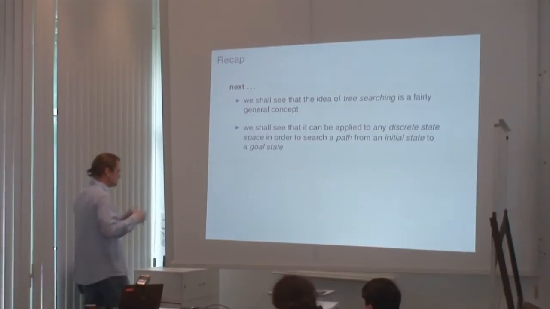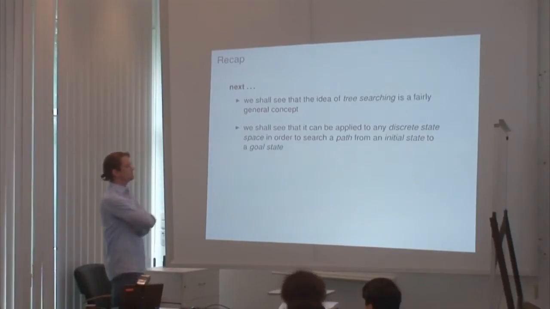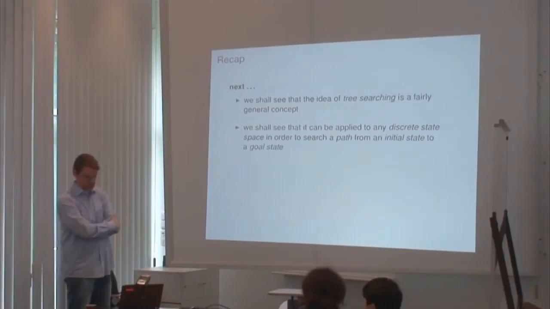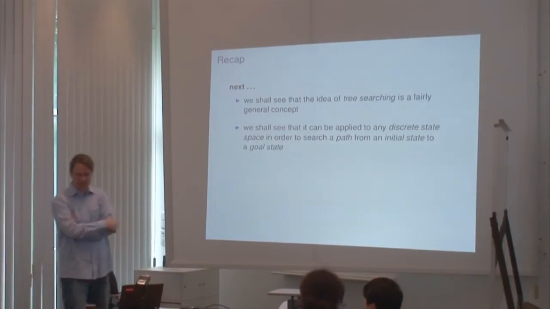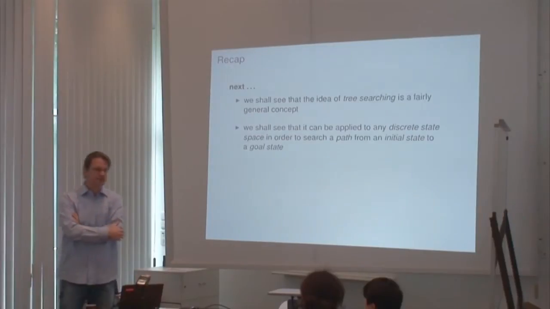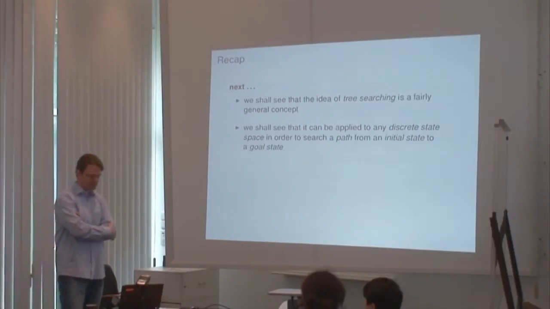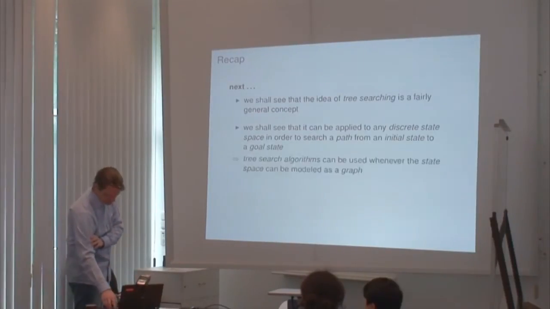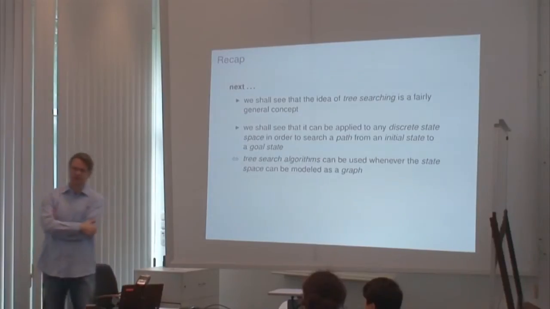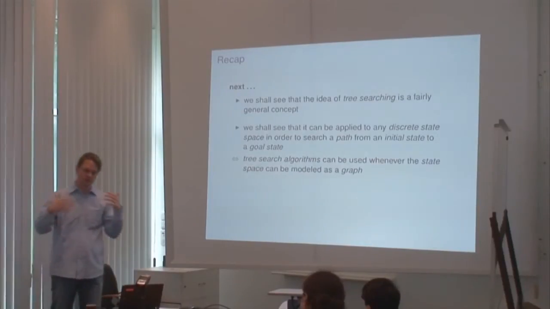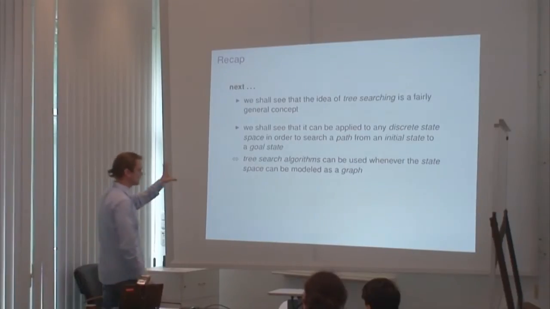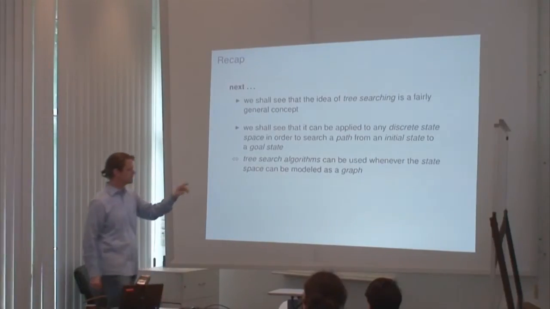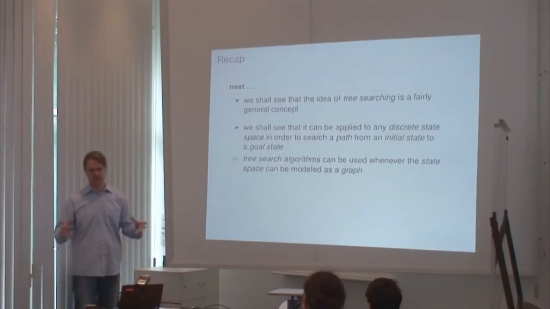In particular, we can apply the idea of tree searching to any kind of problem with a discrete state space where we have to find a path from an initial state to a goal state. And in a nutshell, what I'm trying to hit home today is that tree search algorithms can be used whenever the state space can be modeled as a graph.